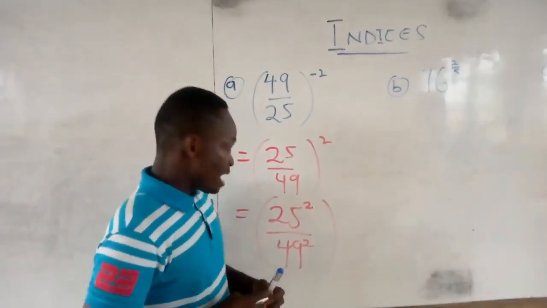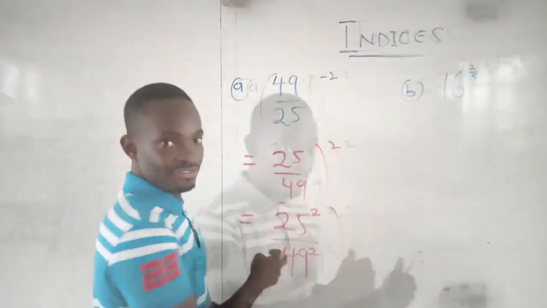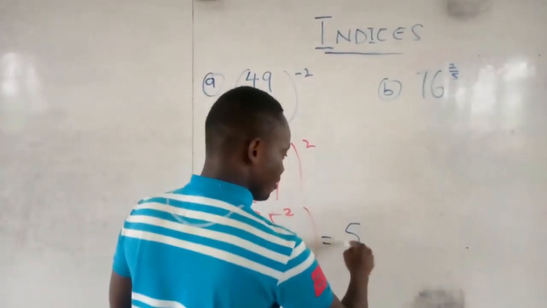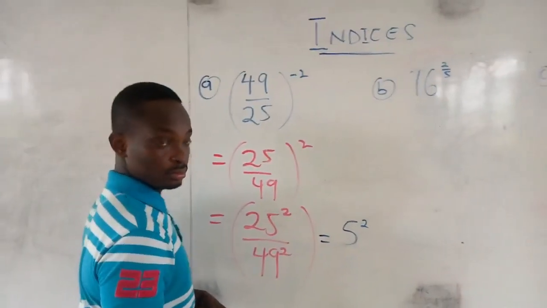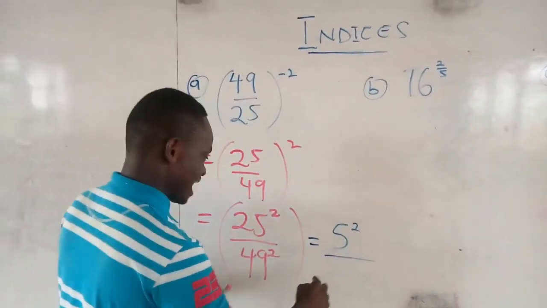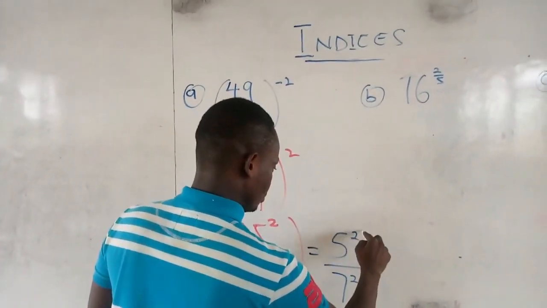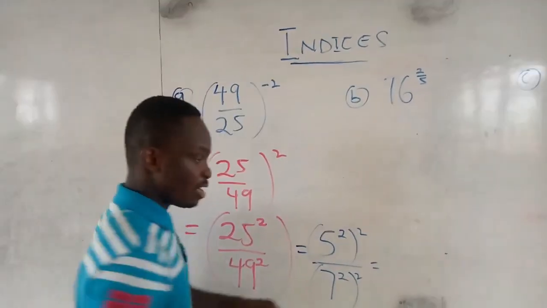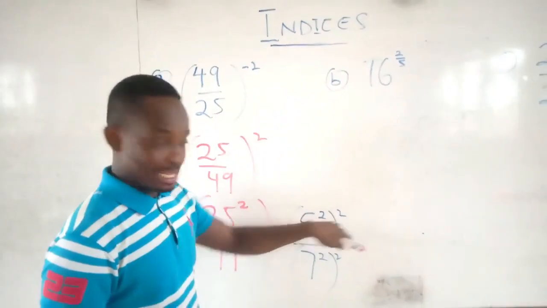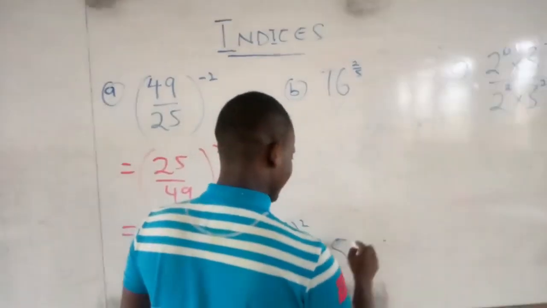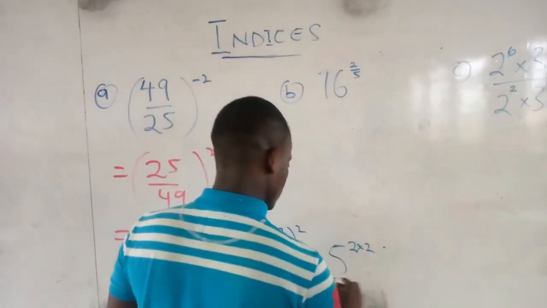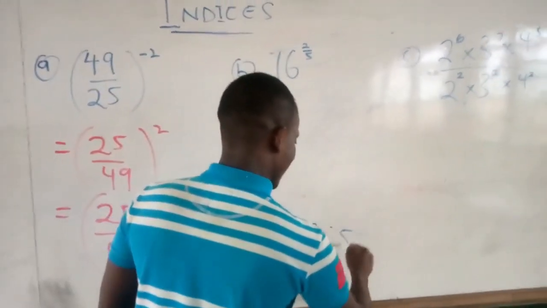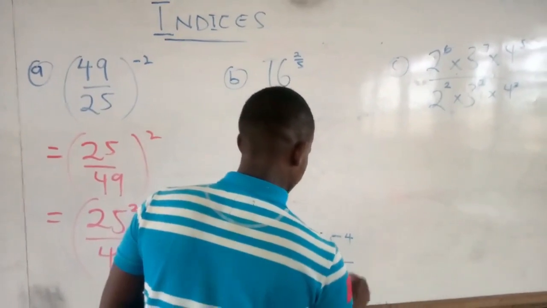Now here you simplify the 25. Look at this: 25 is 5 power 2, 49 is 7 power 2, all power 2. Now the indices multiply themselves, becomes 5 to the power 2 times 2, 7 to the power 2 times 2. So we get 5 to the power 4 over 7 to the power 4.